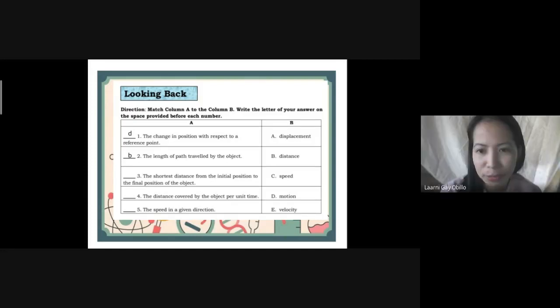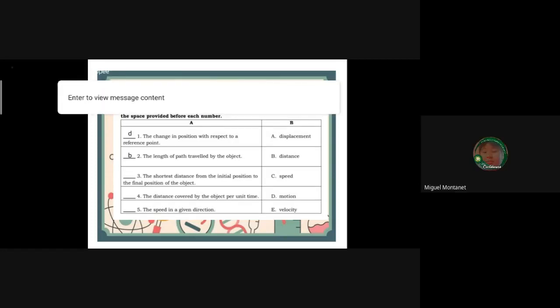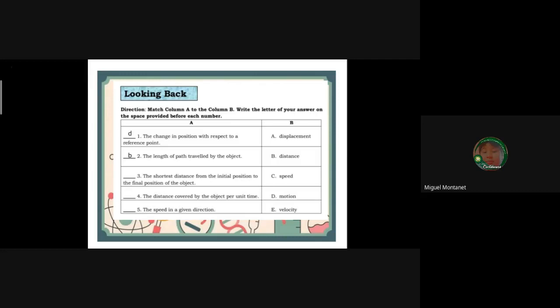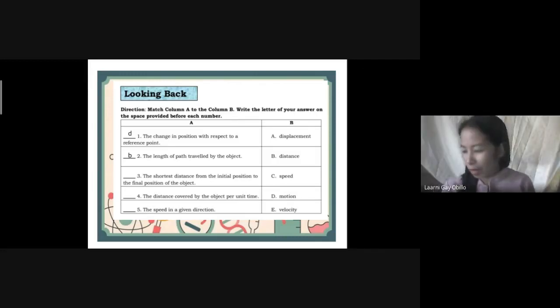Okay, what is the answer? The shortest distance. Answer is letter A, ma'am. Letter A. Okay, very good. The answer is letter A. Okay, next for number 4.